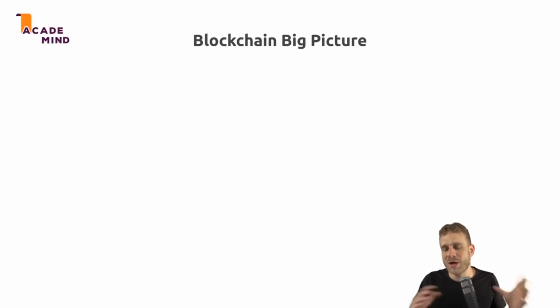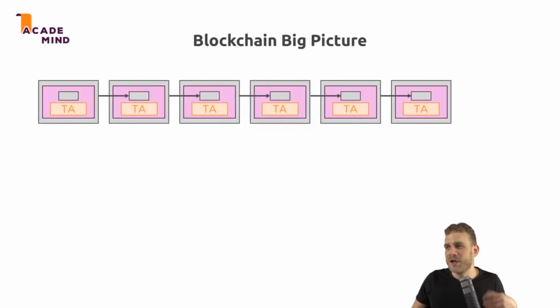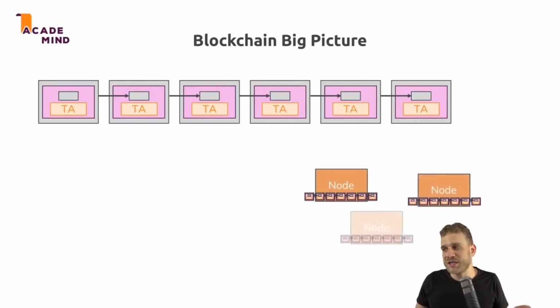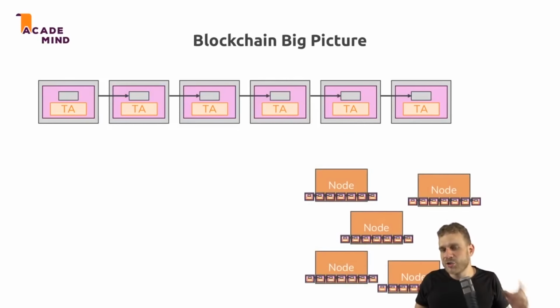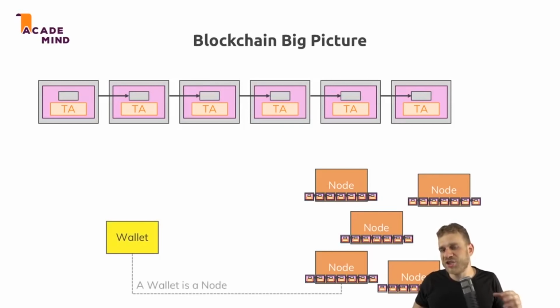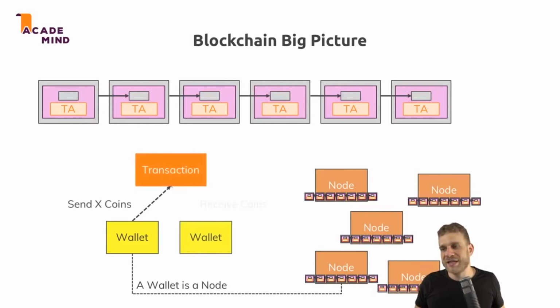So if we want to summarize it in a big picture, this is how a blockchain looks like. It actually runs on multiple machines, so-called nodes. You also might have heard of the term wallet. A wallet in the end is just a node. That is a simplification we'll use in that course. A wallet in the end is what enables you to send and receive coins. It's a piece of data which allows you to identify yourself, you can say. And then you can send coins through transactions to other wallets.